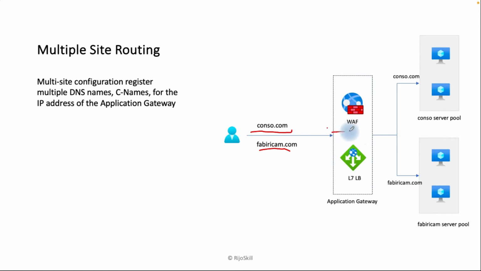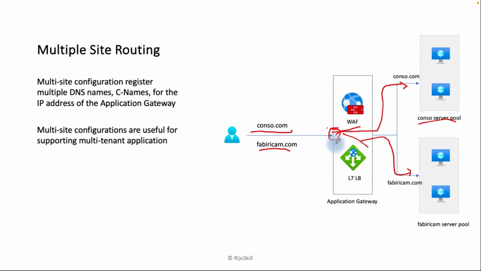When the user sends traffic for console.com, the traffic will be moved to the console.com server port. And when the user needs fabricant.com, it will be routed to fabricant.com. So you can see one single application gateway routing to different websites. Multi-site configuration is useful for supporting multiple tenant applications. You understand? We can use it for multiple website URLs like console, Fabricom, or another one, RijoSkill or RijoShop.com. Like this, you can route your URL to the different backend ports.